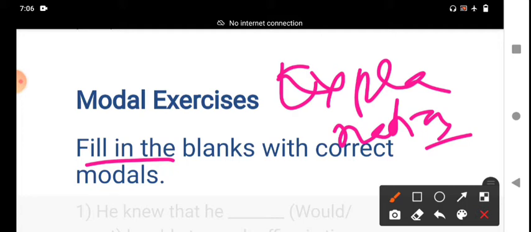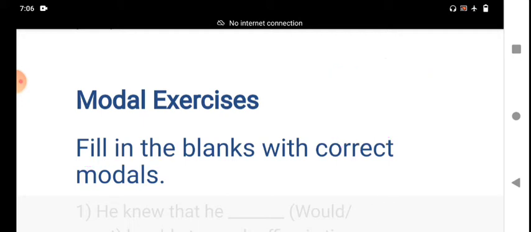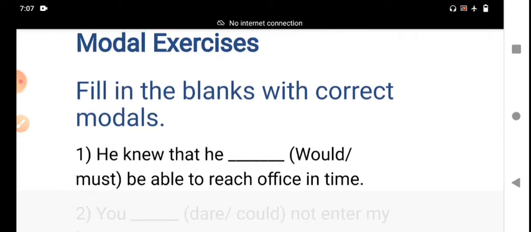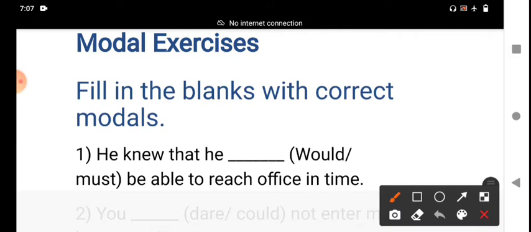Please try to understand. It is not possible to show all the sentences and examples completely on the screen. I write only simple examples. Through those examples, you should understand the correct and suitable answers. Okay. First one is fill in the blanks with correct modals.